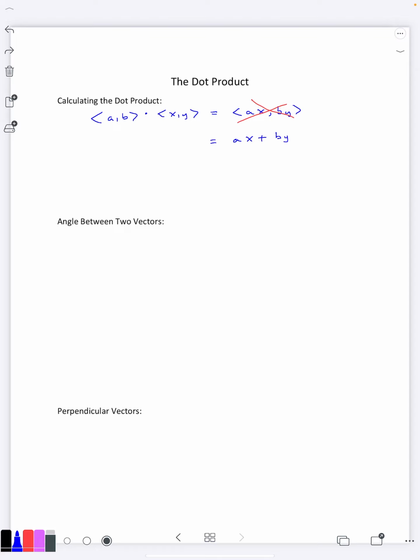So let's say we take the vector 3, 4, and we dot product by the vector negative 1, 2. We would multiply the first numbers, 3 times negative 1, and then we multiply the second numbers, 4 times 2, and we're going to add up the answers. 3 times negative 1 is negative 3, 4 times 2 is 8, and negative 3 plus 8 is 5. So the answer to doing a dot product is going to be a single number, not a vector anymore.